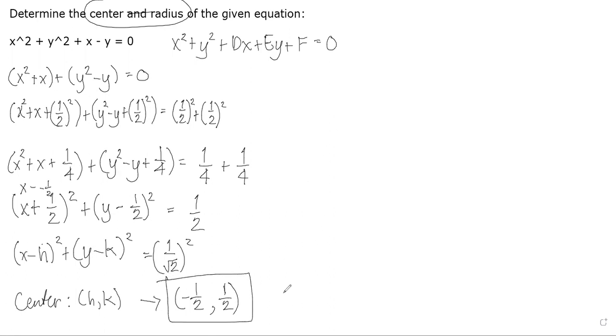For the radius, ang radius natin, that is just the square root of this. So, eto siya. That is 1 over square root of 2. Pag i-rationalize natin, kumbaga, multiply lang natin iyan by square root of 2 over square root of 2. Okay? Kasi madalas, hindi tinatanggap yung may radical sa denominator. Kaya, pinara-rationalize or get the conjugate.